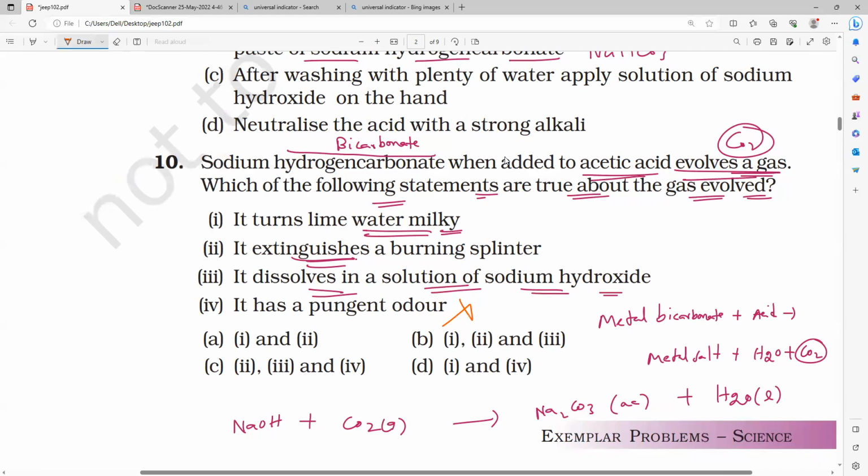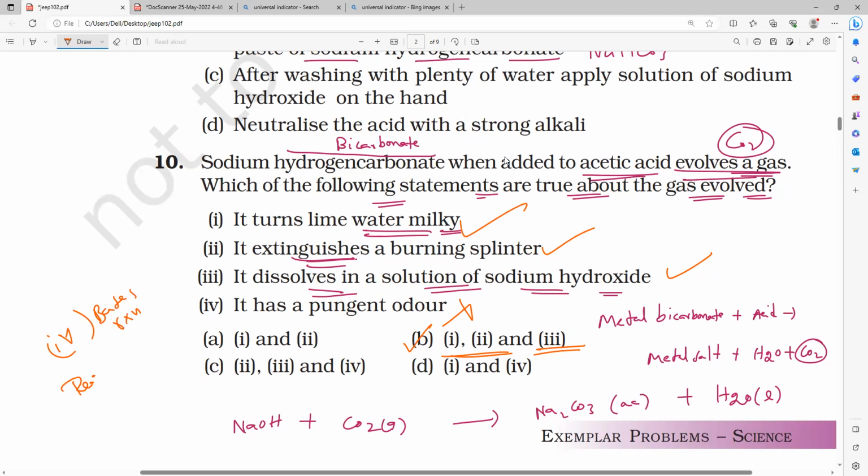So it is not a pungent odor. The remaining three are correct. So what is the correct option? Option B, what you are saying is not right. Options 1 and 2 are right, but that doesn't mean option 3 is wrong. Option 3 is also correct. Go to property number 4, bases reacting with non-metal oxides.